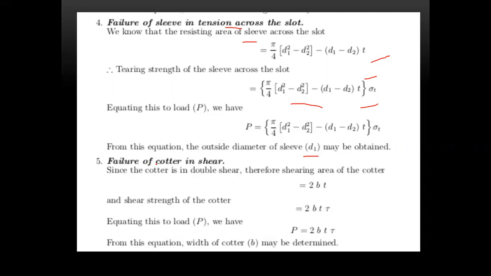Next, what is the fifth one? Find the quarter. In problems you can write "find" instead of "failure". Find the quarter in shear. The area is 2bt, the shear strength is 2bt into tau, equating with the load P is equal to 2bt into tau. With this we can determine the width of the quarter.